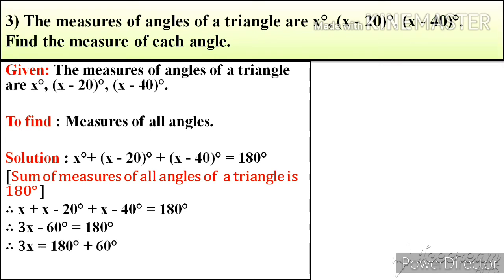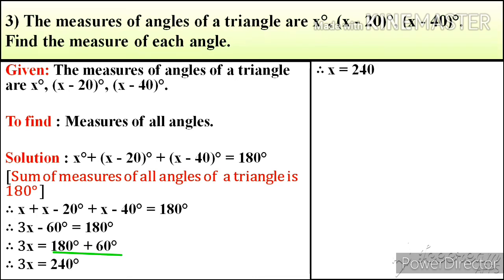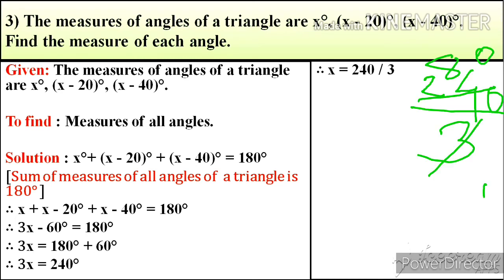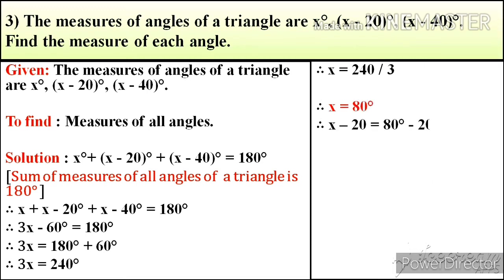Therefore 3x equals 180 degrees. Minus 60 will move to the right side and become plus 60 degrees. Therefore 3x equals 240 degrees. Therefore, student, x is equal to 240 degrees divided by 3. Now here 240 divided by 3, we get 80 degrees.